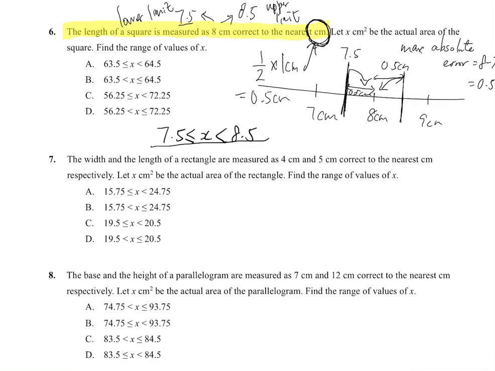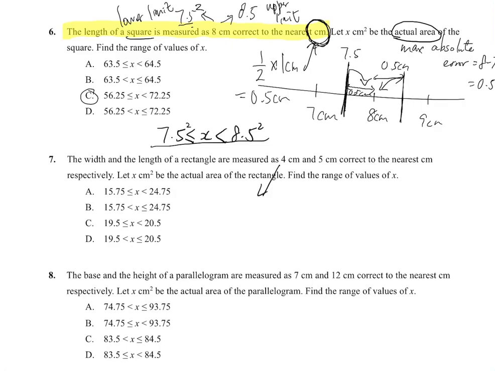Now we are finding the area. It's a square, so it's length times length. Because 7.5 is the lower limit, we have to square it, so it's length squared, and then for the upper limit, 8.5 times 8.5, we will get the upper limit done. So you can just do the calculation and you should be able to get the answer, and the answer should be C.